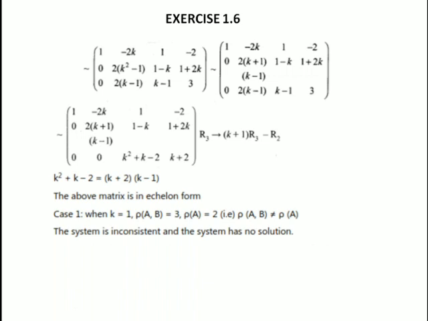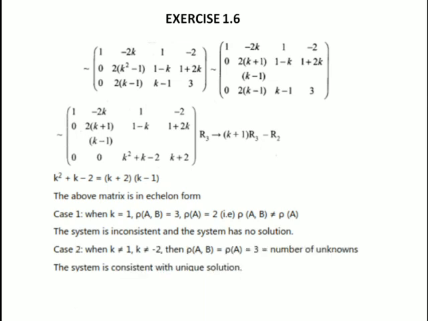Case 1, when k equal to 1, rank of A comma B equal to 3, rank of A equal to 2. That is, rank of A comma B not equal to rank of A. So the system is inconsistent and the system has no solution. Case 2. When k not equal to 1, k not equal to minus 2, then rank of A comma B equal to rank of A equal to 3 equal to the number of unknowns. The system is consistent with a unique solution.